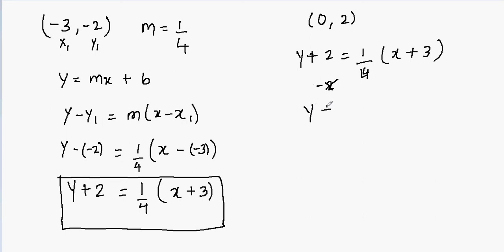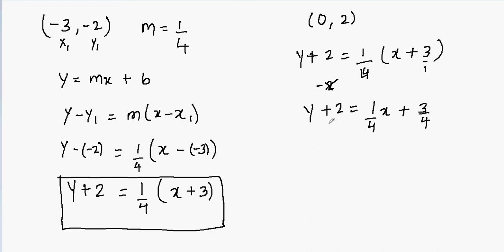So for y plus 2, I will have to distribute 1 over 4 inside. So 1 over 4 times x will be 1 over 4x plus 1 over 4 times 3. Now 3 can be written as 3 over 1. So 1 times 3 will be 3 and 4 times 1 will be 4. So this can be written as 3 over 4.